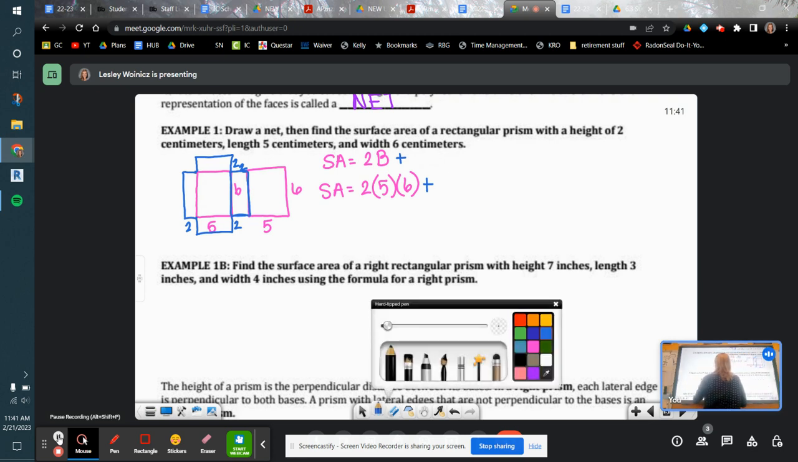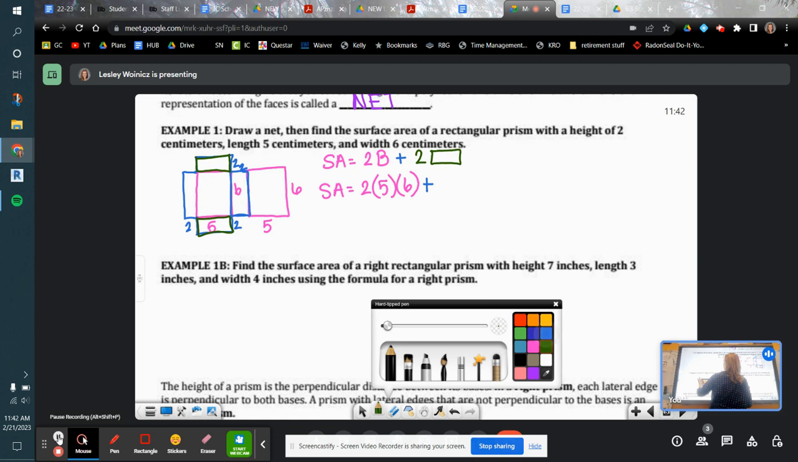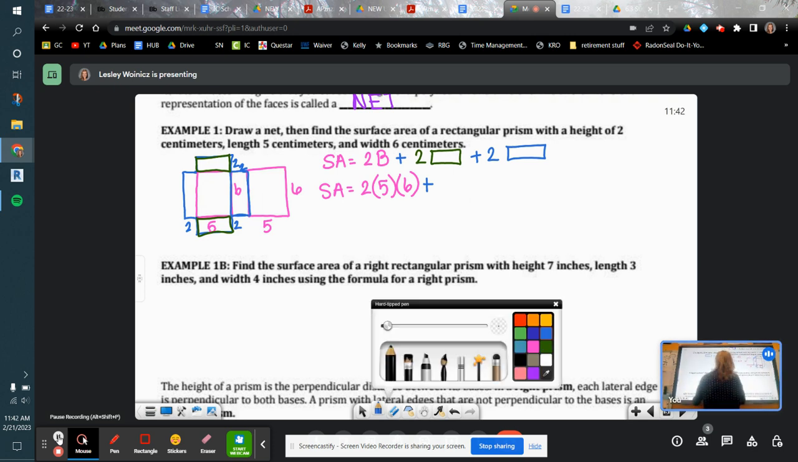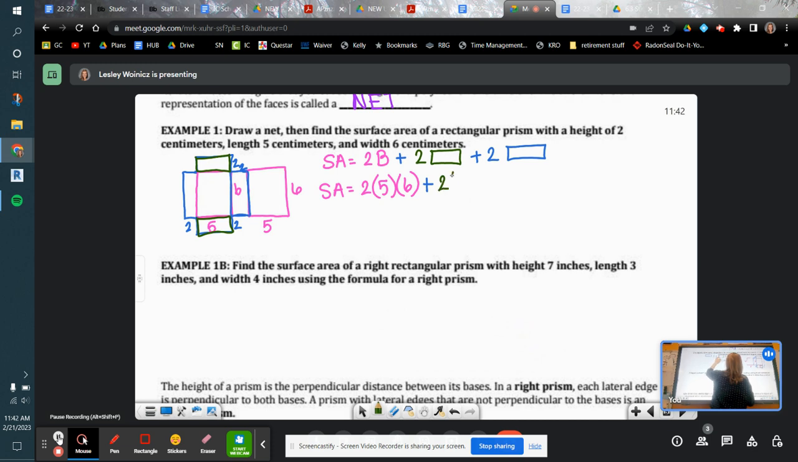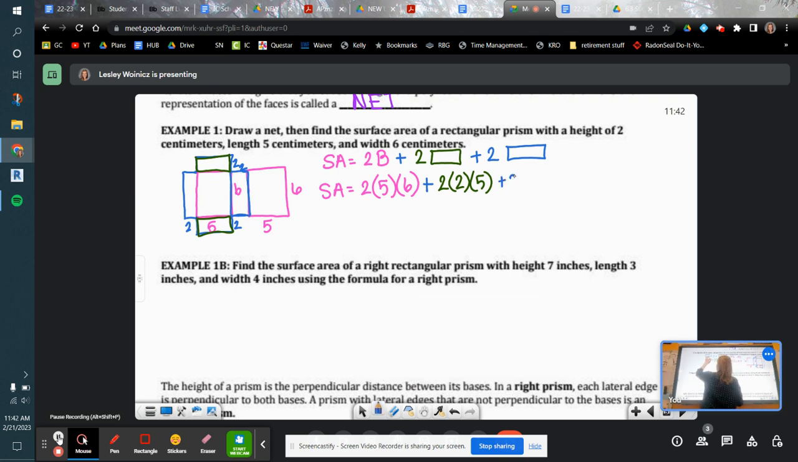So let's change the color. I've got some green ones, and then I'll leave those other ones blue. So I've got 2 of the green, and then I've got 2 of the blue. Really 2 times. Okay, sorry about that. So I made the green ones the 2 by 5. So 2 of the 2 by 5s. And 2 of the 2 by 6s.